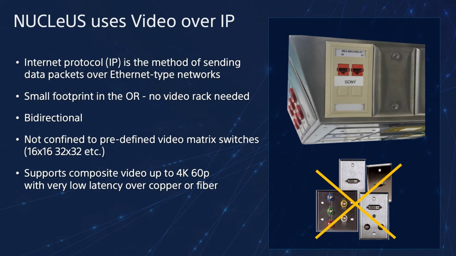Nucleus uses video over IP. We convert video from all sources using an IP converter, and then we send all that traffic over the existing hospital network. What we don't do is we don't use baseband video switching or signal-specific video ports anywhere in the OR. This eliminates the need for a video rack in the OR. It results in a much smaller footprint, less noise, less heat, less dust, and lower power consumption. And since we're using a network switch, we can repurpose a port on that switch to be a Nucleus input, an output to a display, or repurposed altogether.